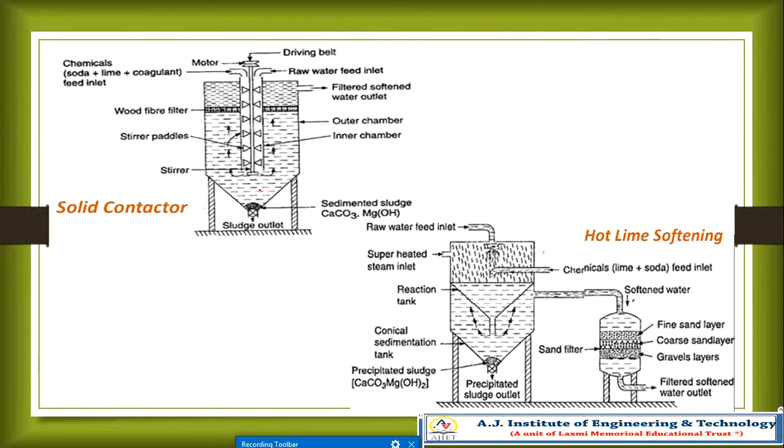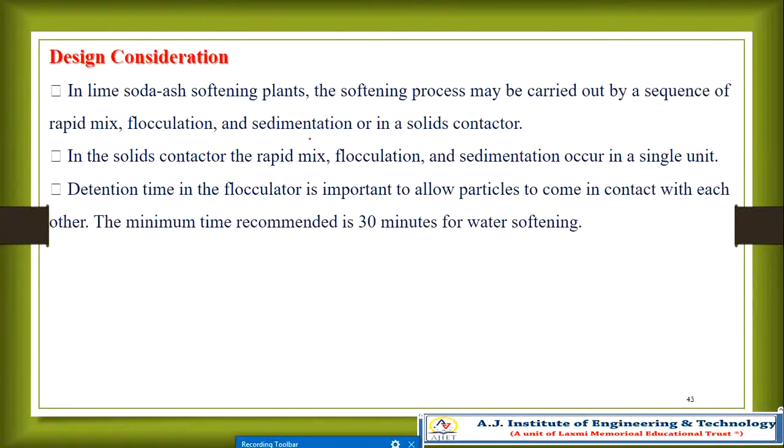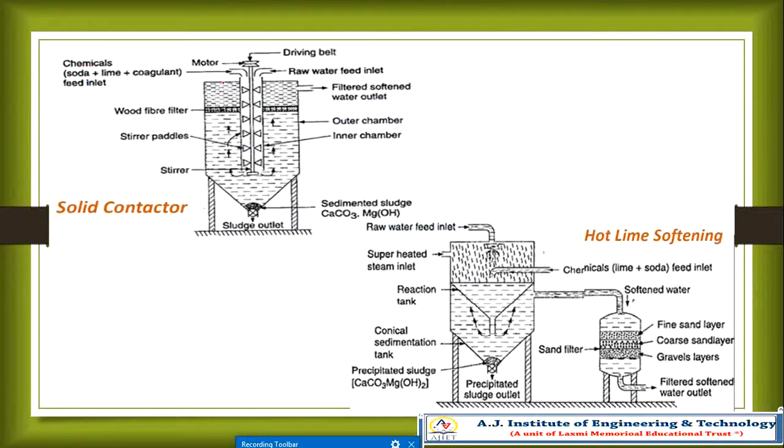There are two methods. One is the solids contactor. Here you can see the figure. There is a driving belt and the motor is fixed. The mixing will be done here. The raw water feed inlet will be here, along with chemicals like soda ash, lime and coagulant. The filtered softened water outlet will be here.